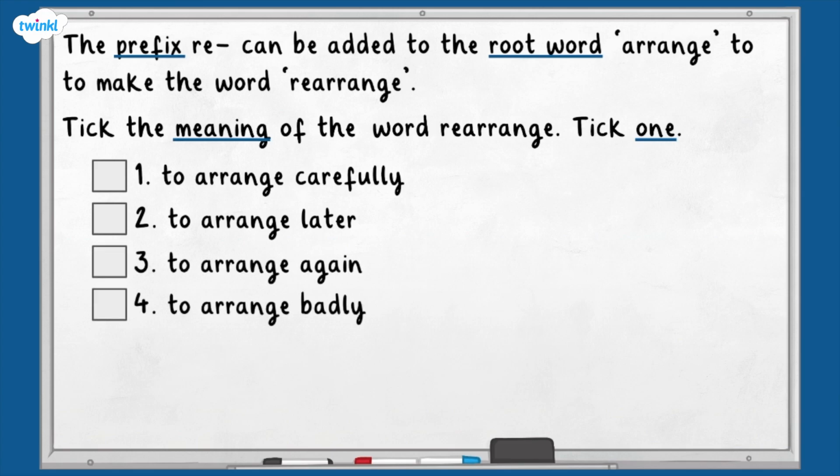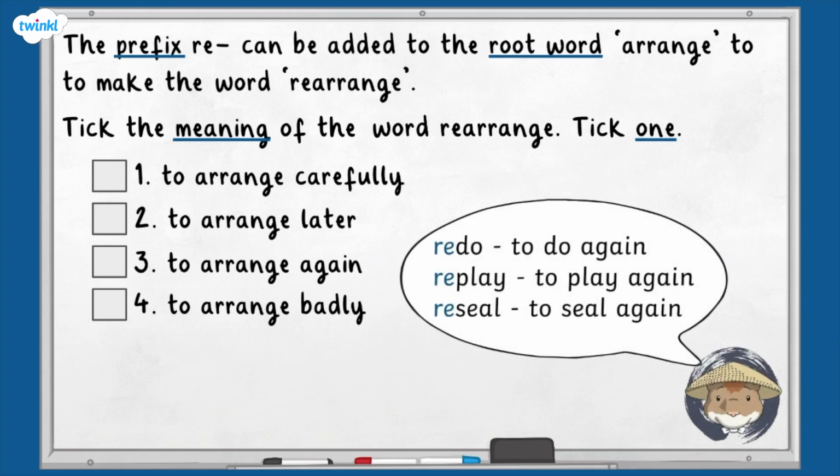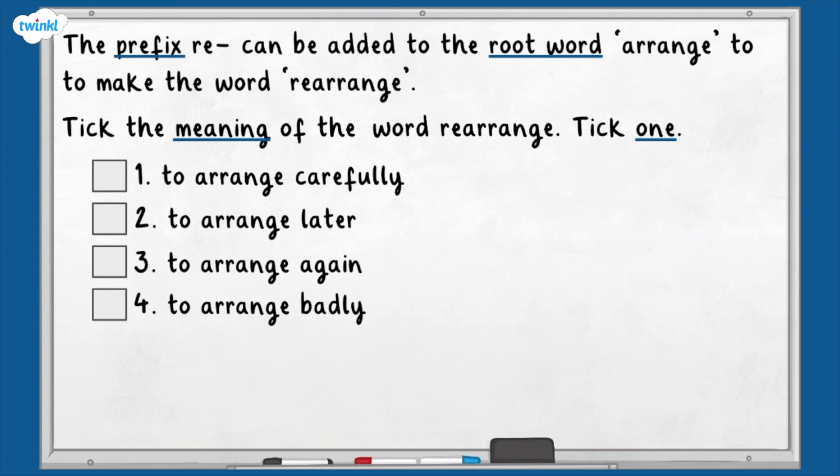4. To arrange badly. The question is asking us to consider how the prefix has altered the meaning of the word arrange. The prefix re means to do again, as in all of these words. Redo, to do again. Replay, to play again. Reseal, to seal again. Therefore, the answer must be number 3, to arrange again. Well done if you knew the answer to that one.